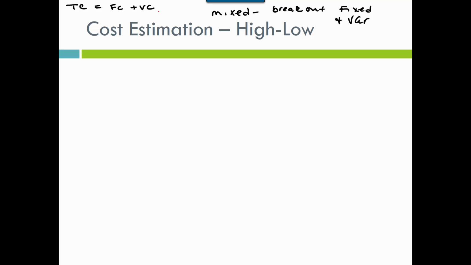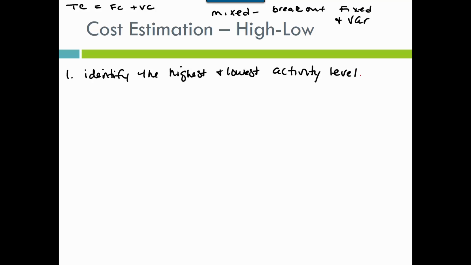So I can take those mixed ones and I can figure out, if it's my utility, how much is fixed and how much is variable. So I'm going to walk you through the 5 steps here, and then I'll take a problem out of the demos to kind of show you. So the first thing you want to do is identify the highest and lowest activity levels.